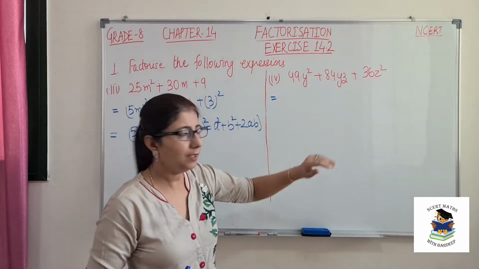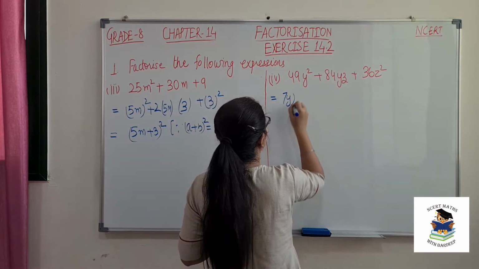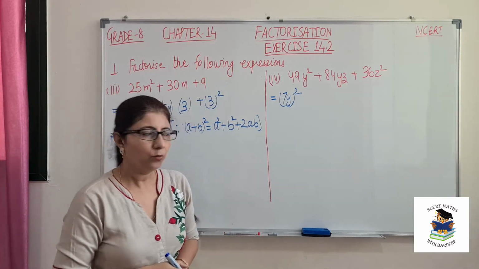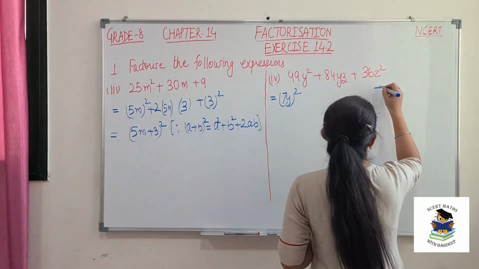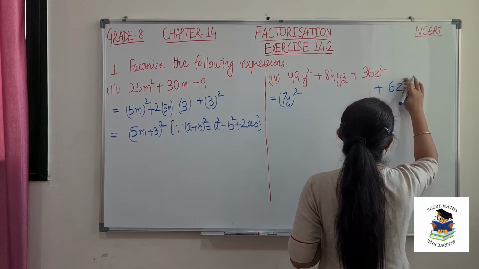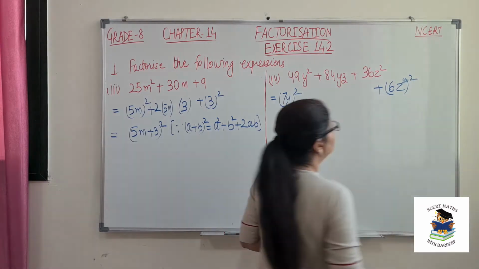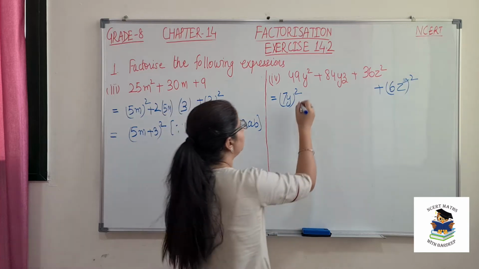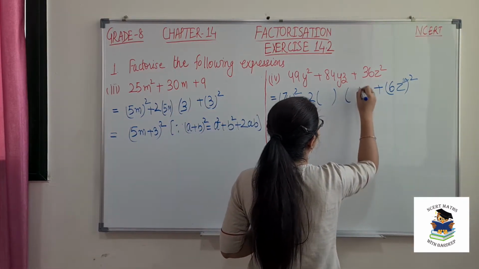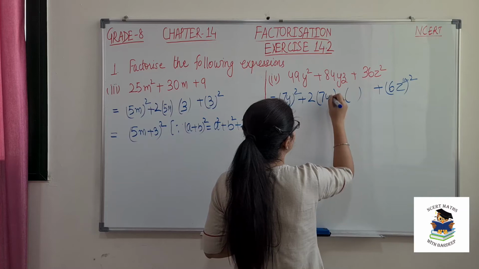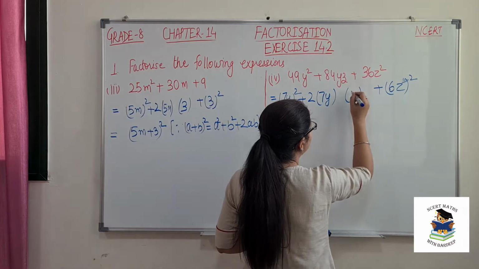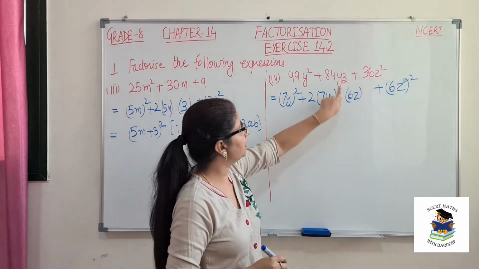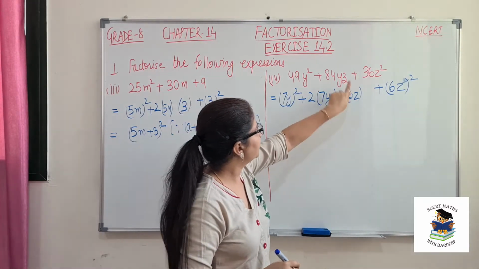49y square can be written as 7y whole square, because 7 into 7 is 49 and y into y is y square. So next, 36z square can be written as 6z whole square. Middle term is again positive, so we will check with positive 2ab. A is 7y and B is 6z. So let's check. 2 7s are 14, 14 6s are 84, y and z is also there.